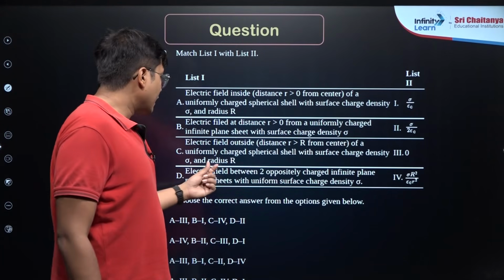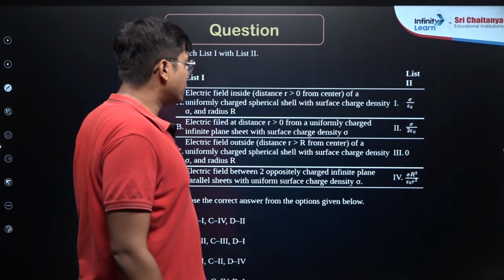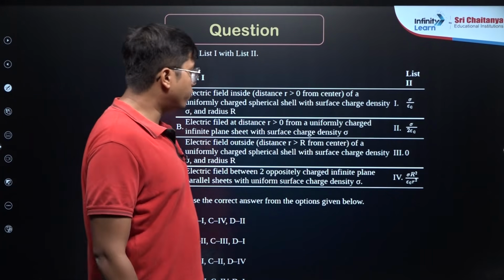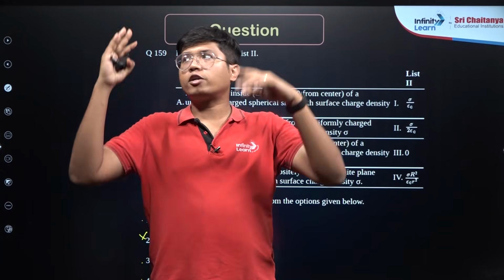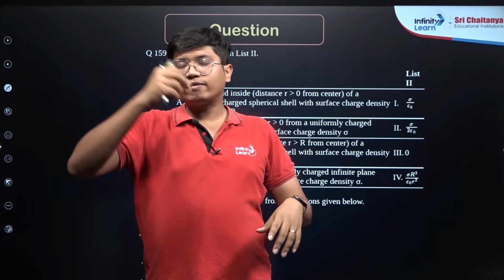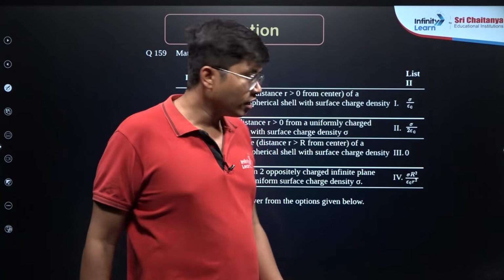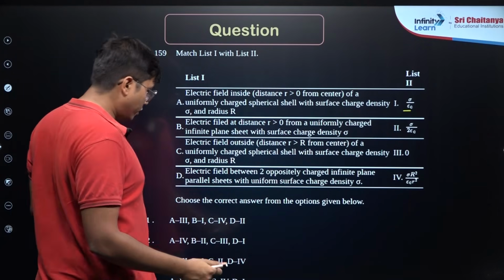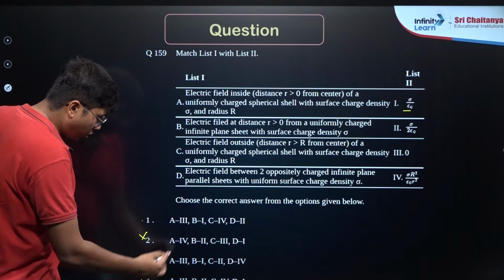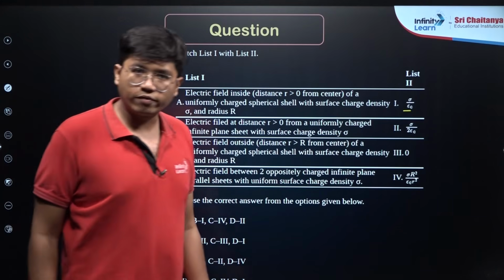What is D? The electric field between two oppositely charged infinite plane parallel sheets with uniform surface charge density sigma is how much? So this side will give sigma by 2 epsilon naught. That side will pull because it's a negative charge, sigma by 2 epsilon naught. They will add up and you will eventually get sigma by epsilon naught. D goes with 1. So of my 3 possible options, D1 is there in only the 4th.